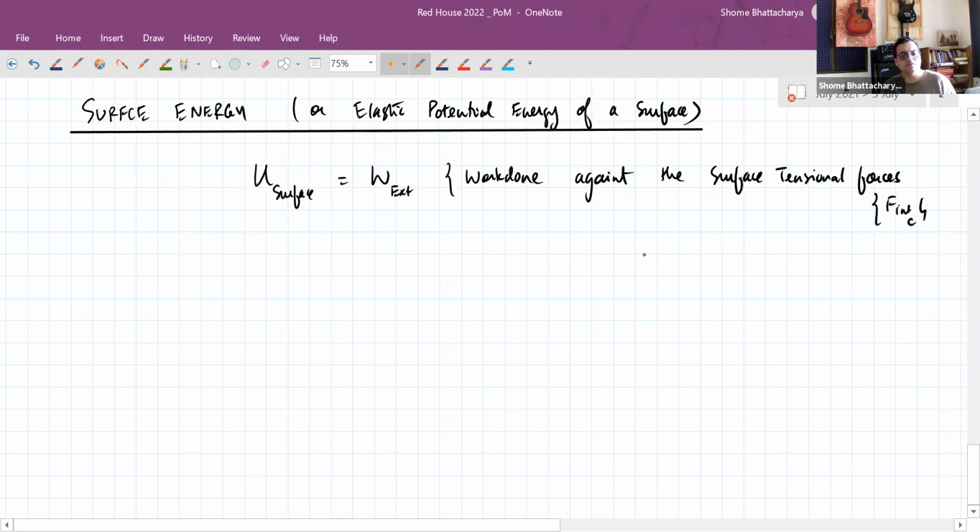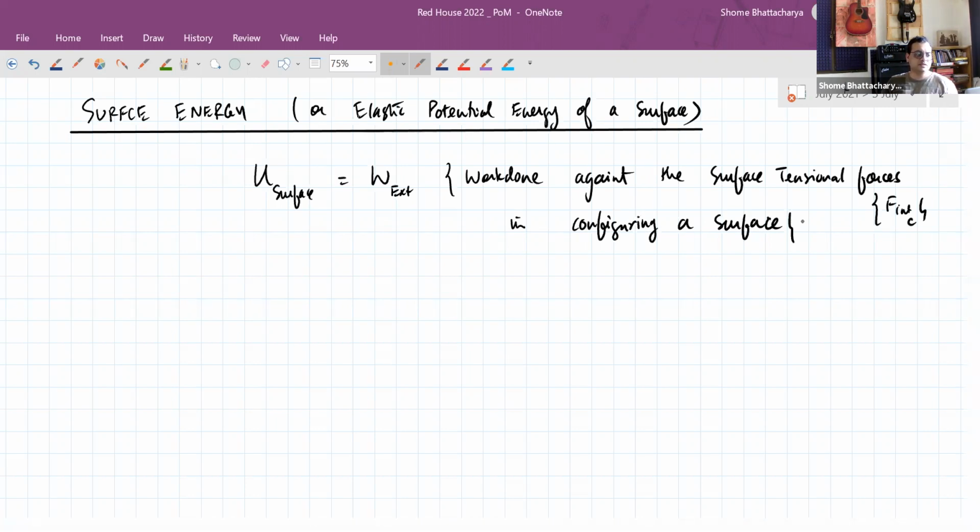So against the internal conservative forces in configuring a surface. If we have a body of liquid such that its surface is negligible, and from that we rearrange it into such a system where there is a sizable amount of surface, we have to do work as an external agent against the internal conservative forces, or against the restorative forces, which are the elastic property of that surface. So that work gets stored in the system as surface energy.